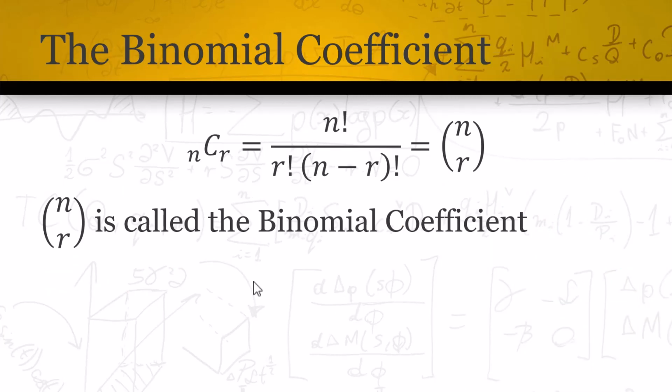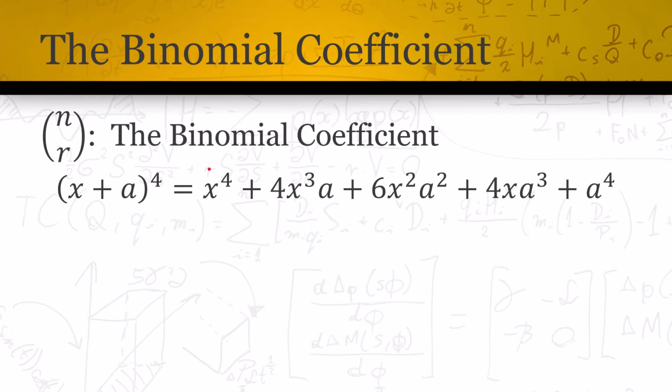Okay, now it turns out that this is also known as the binomial coefficient. And why is that the case? Well, let me show you in a particular example. Notice here we have the binomial expansion of x plus a. We have x plus a, a binomial, raised to the 4th power. And if you expanded it, you would get this.